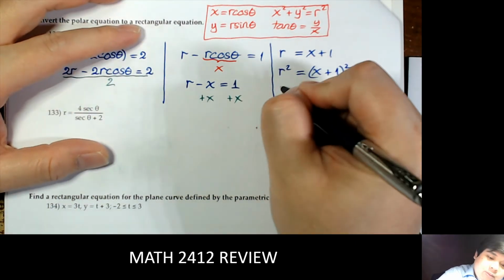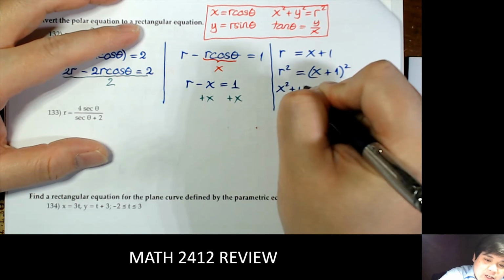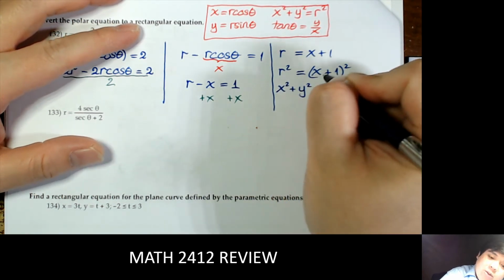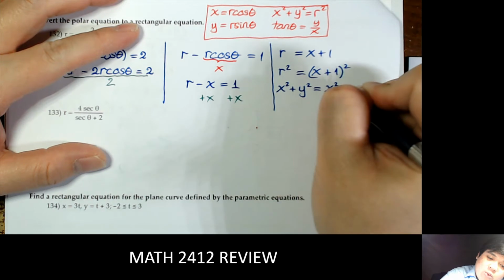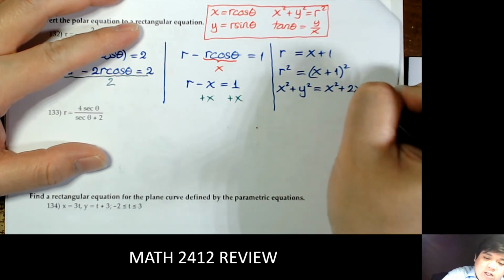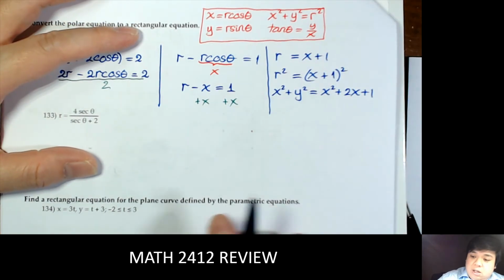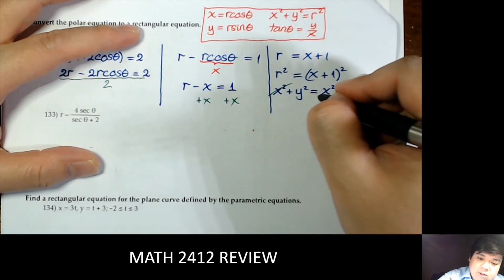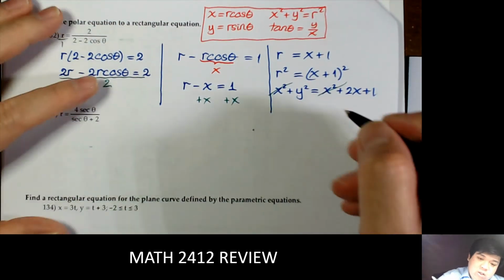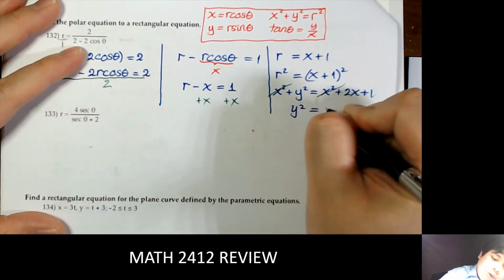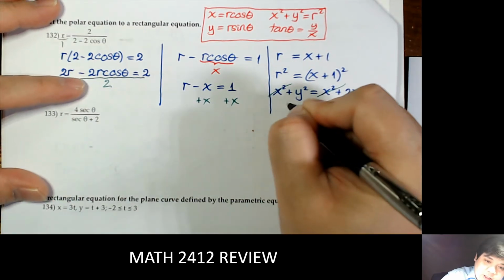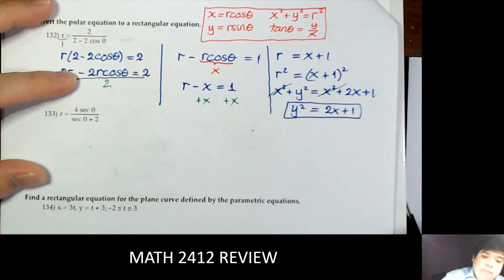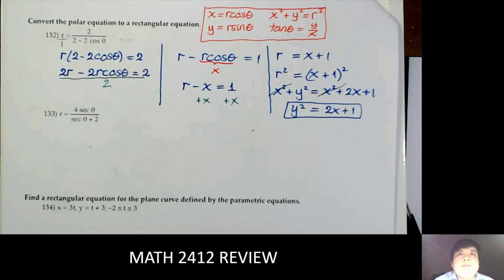r squared is x squared plus y squared, and x plus 1 squared multiplied out is x squared plus 2x plus 1. Don't forget there's the middle term. And then x squared cancels. We have y squared equal to 2x plus 1. Right, so that's the first one.